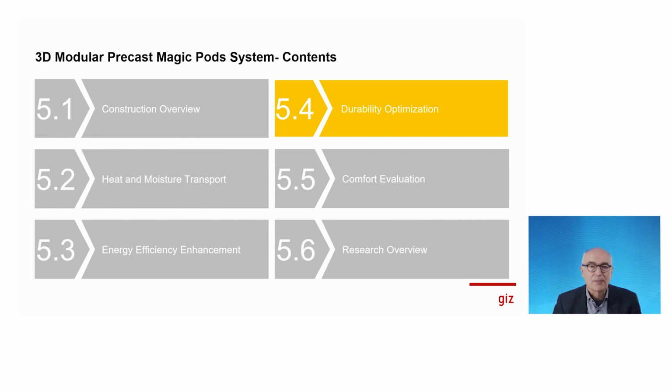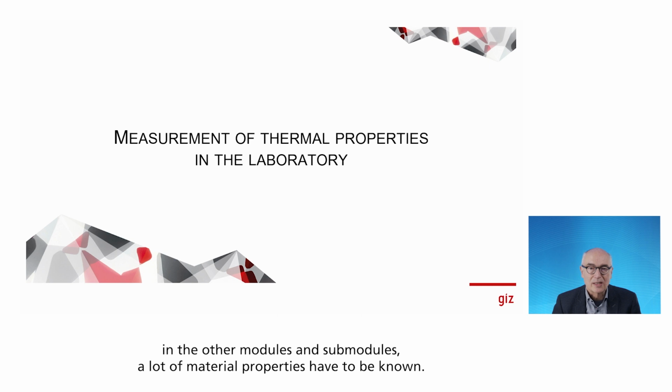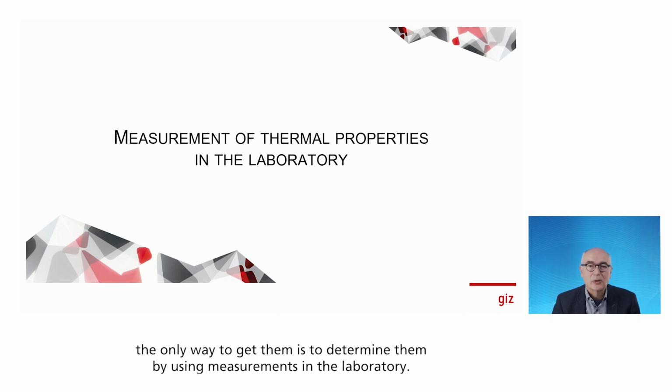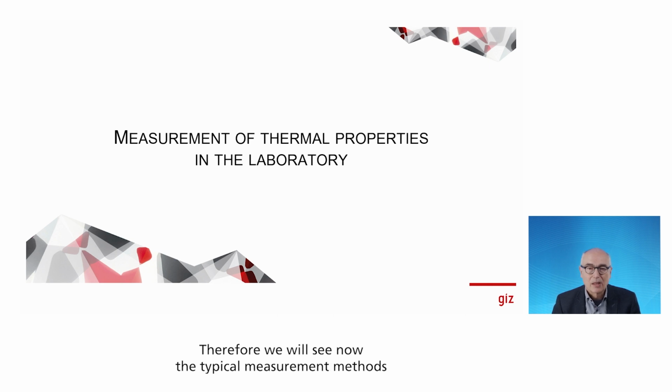using measurements. In order to perform the analysis, you have seen in the other modules and sub-modules that a lot of material properties have to be known. Today, we will have a look at how the thermal properties of the building materials are evaluated. If you do not have the thermal properties from the producer, the only way to get them is to determine them by using measurements in the laboratory. Therefore, we will see now the typical measurement methods for the determination of the thermal building material parameters. But let us first have a look at the materials itself.